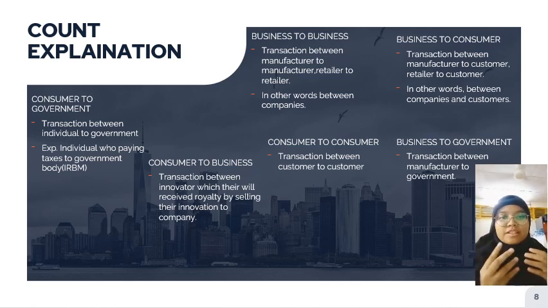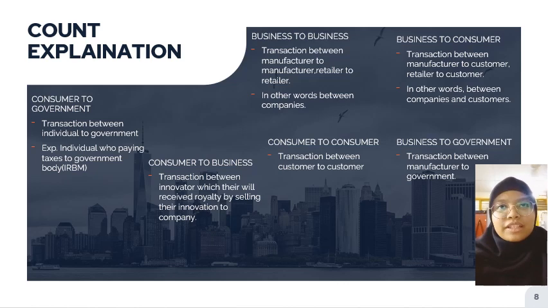Basically, business to business is the transaction between a manufacturer and a manufacturer, or a retailer and a retailer. In other words, business between companies. Business to consumer is the transaction between a manufacturer and a customer, or a retailer and a customer. In other words, this is standard direct selling between a company and a customer.